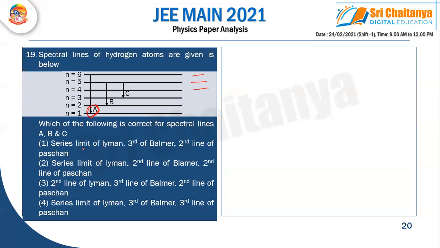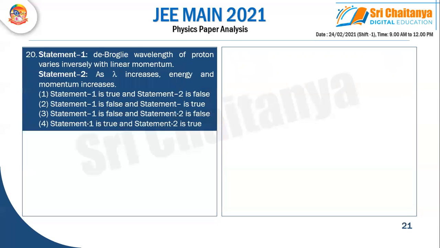Now this will be the series limit of Lyman, please. From the fifth to second transition, this will be about the Balmer. From fifth to third one: Lyman, Balmer, and then comes Paschen, and that is the second line of Paschen. This will be the second line of Paschen: Lyman, Balmer, Paschen, and hence this would be the right option. I hope you got it. We'll move on to the next question, please.